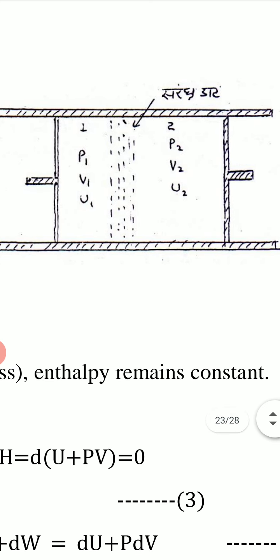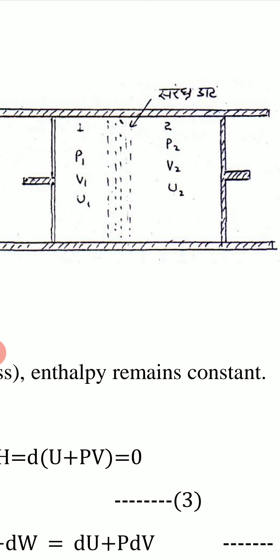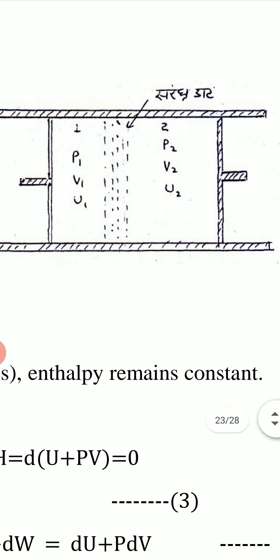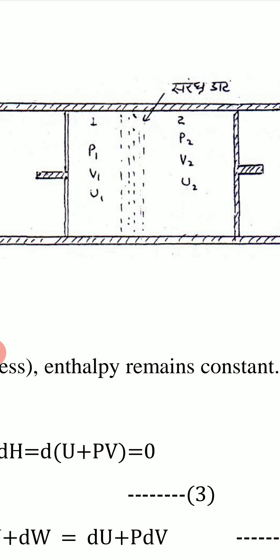These pistons are thermally insulated and the entire chamber is also thermally insulated because we have to expand the gas adiabatically. In adiabatic process, there will be no exchange of heat. So, these pistons and the entire apparatus is thermally insulated.